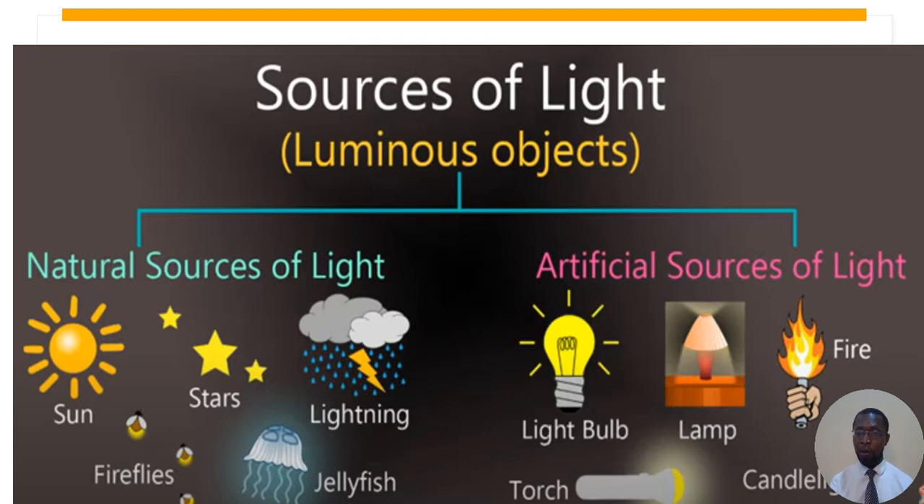But they are also sources of light. It's just that they depend on man for them to come up. You see fire being held by a hand, it wouldn't have come out on its own if a man had not done so. The same thing with torchlight and then candlelight. So these are the two categories of sources of light that we have.